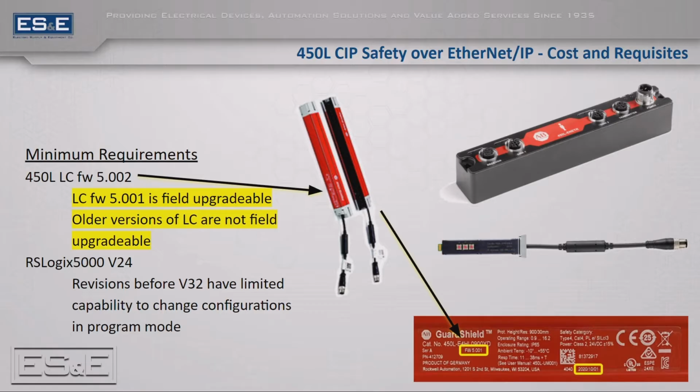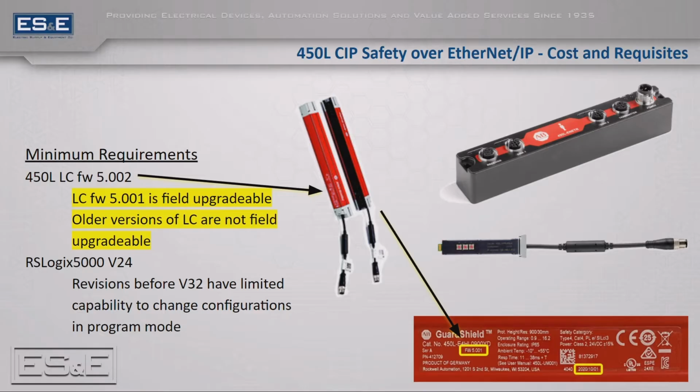These devices, like I've been saying, are plug and play. You can unplug the old discrete version and field upgrade these modules to the Ethernet CIP safety version of these light curtains. That's a great feature. Now you do have to make sure that you are firmware revision 5.001 or higher in order to make that upgrade in the field.